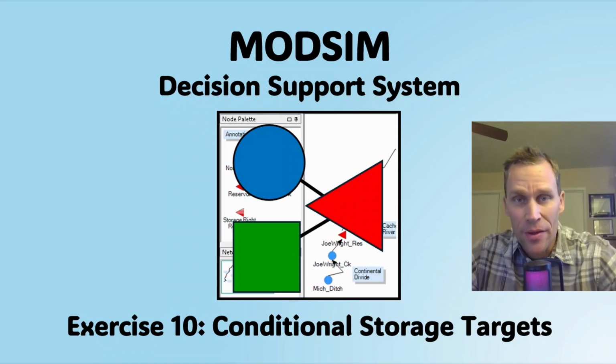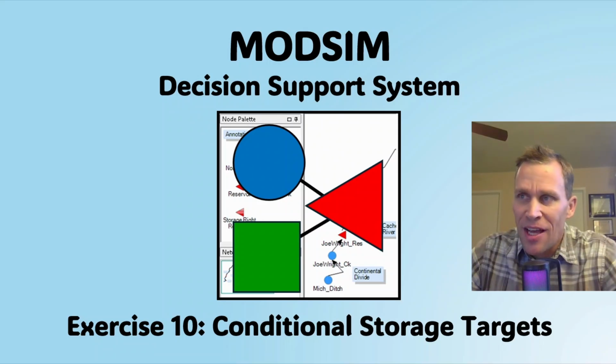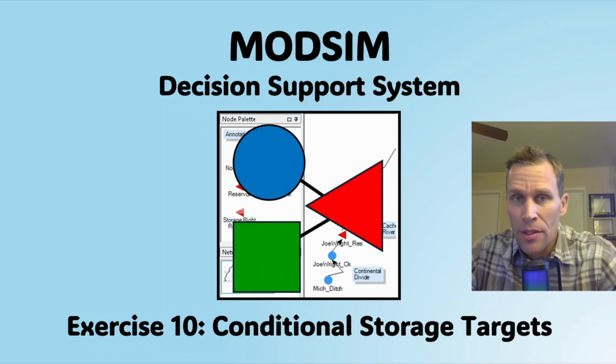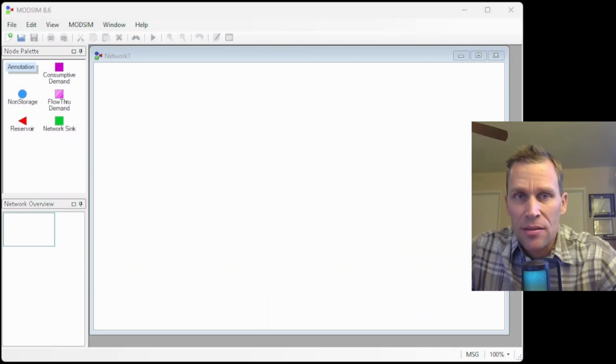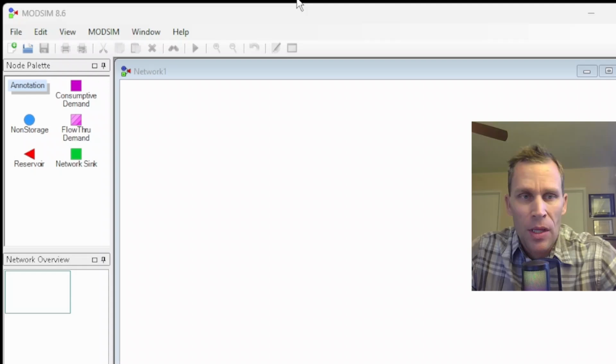Welcome and hello. This is a video exercise in MODSIM, and in this exercise, we're going to be dealing with conditional storage targets. So in exercise 9, we dealt with how conditional rules can be used to control reservoir priorities. In this exercise, exercise 10, we're going to see how conditional rules or hydraulic states can be used to control storage targets in reservoirs.